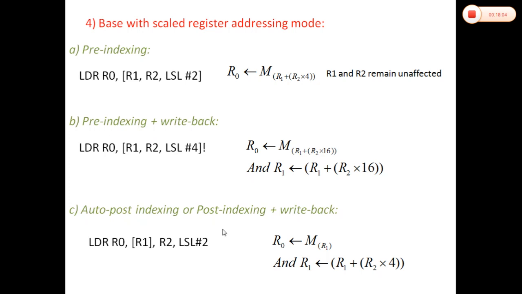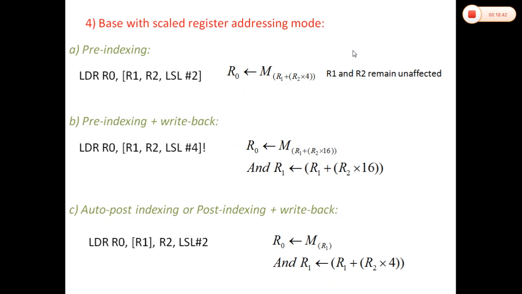The third category is post-indexing plus write back. Once again you can see here that the base address is used to copy the data, and after that the base address is added with this scaled register and stored into the base register. So the base register is modified. Here the modification is done after the data transfer, so it is post indexing, and it is also write back. So these are the different types coming under base with scaled register addressing mode.